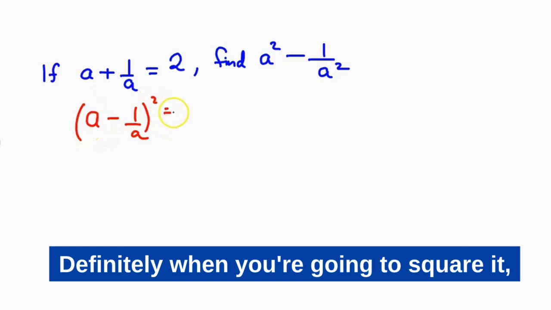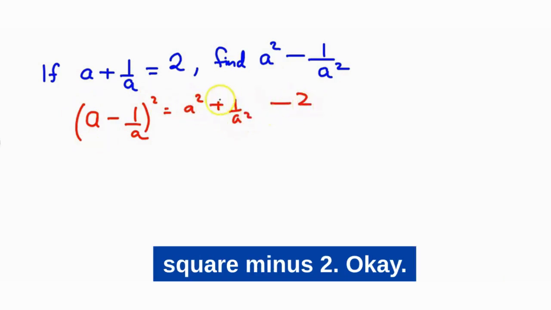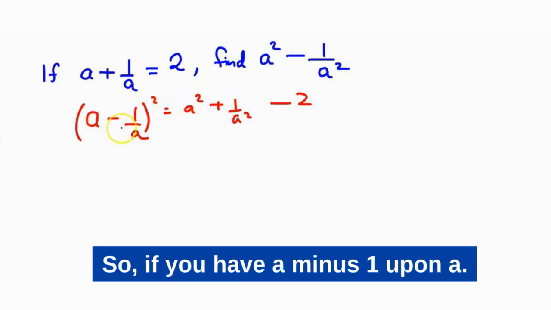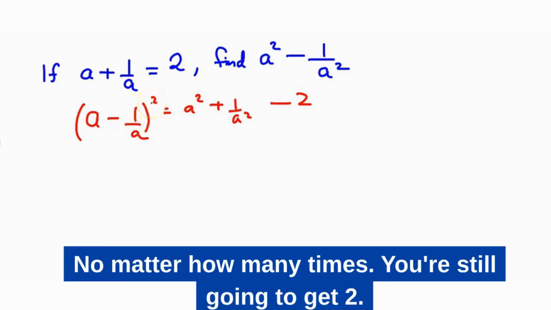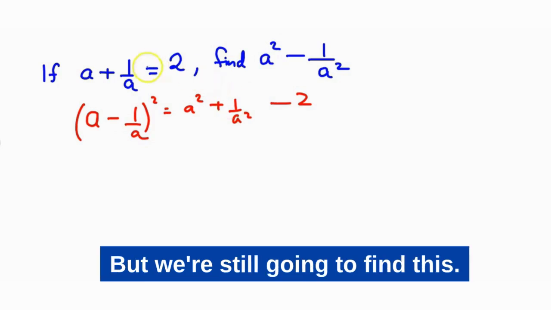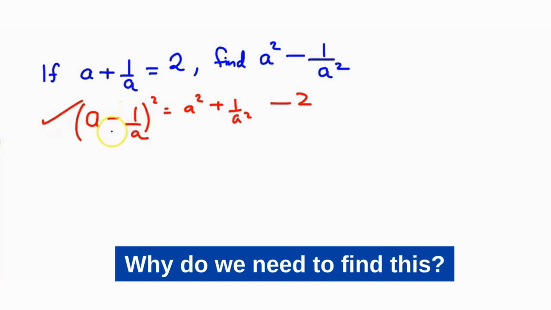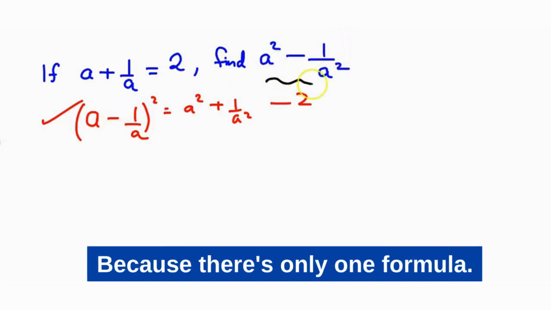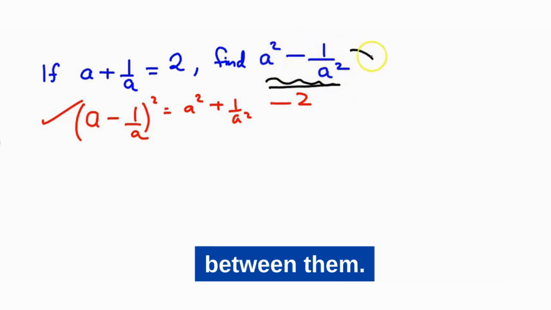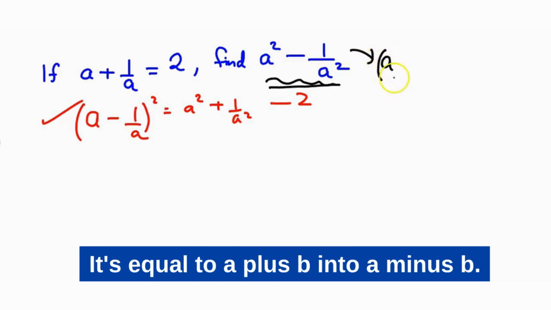Definitely when you square it, this should be A square plus 1 upon A square minus 2. Nowhere in here is it going to give you a negative sign. So if you have A minus 1 upon A, even if you square it, no matter how many times, you're still going to get just A square plus 1 upon A square, not negative. But we are still going to find A minus 1 upon A. Why do we need to find this? Because there's only one formula, just a single one, that involves squares with a negative sign in between them. That is A square minus B square, which is equal to A plus B into A minus B.